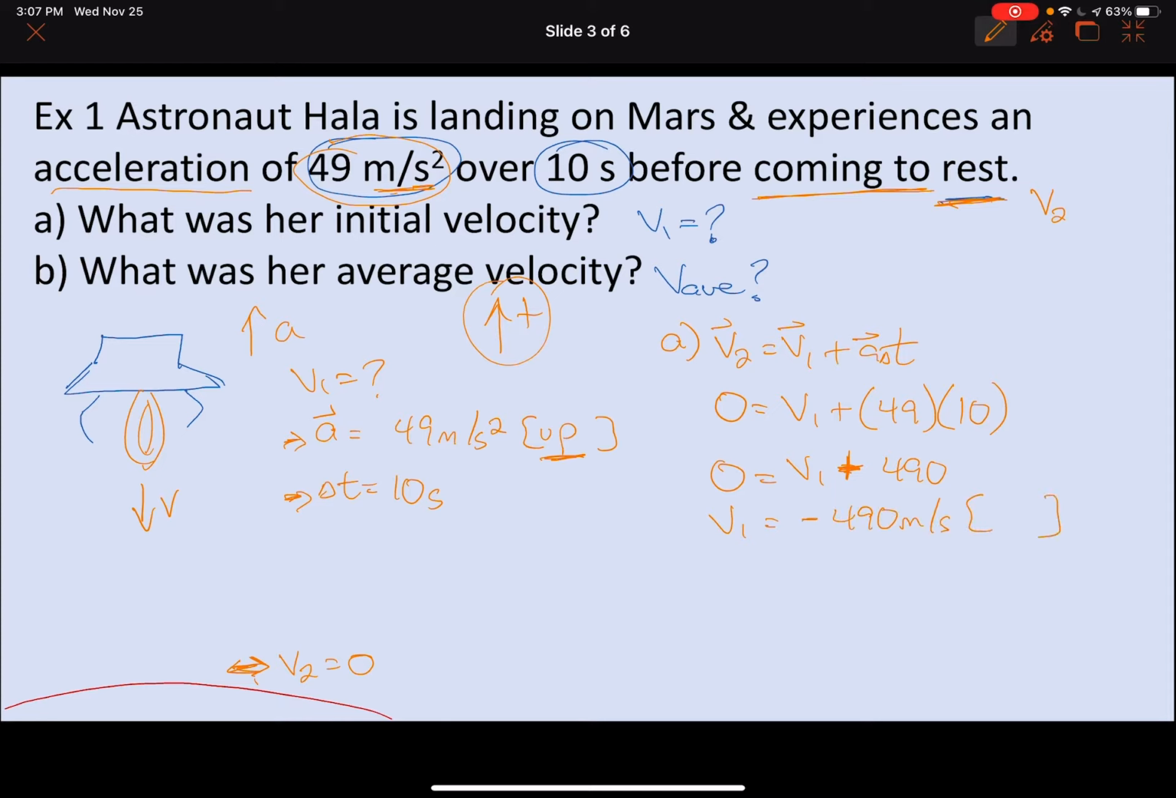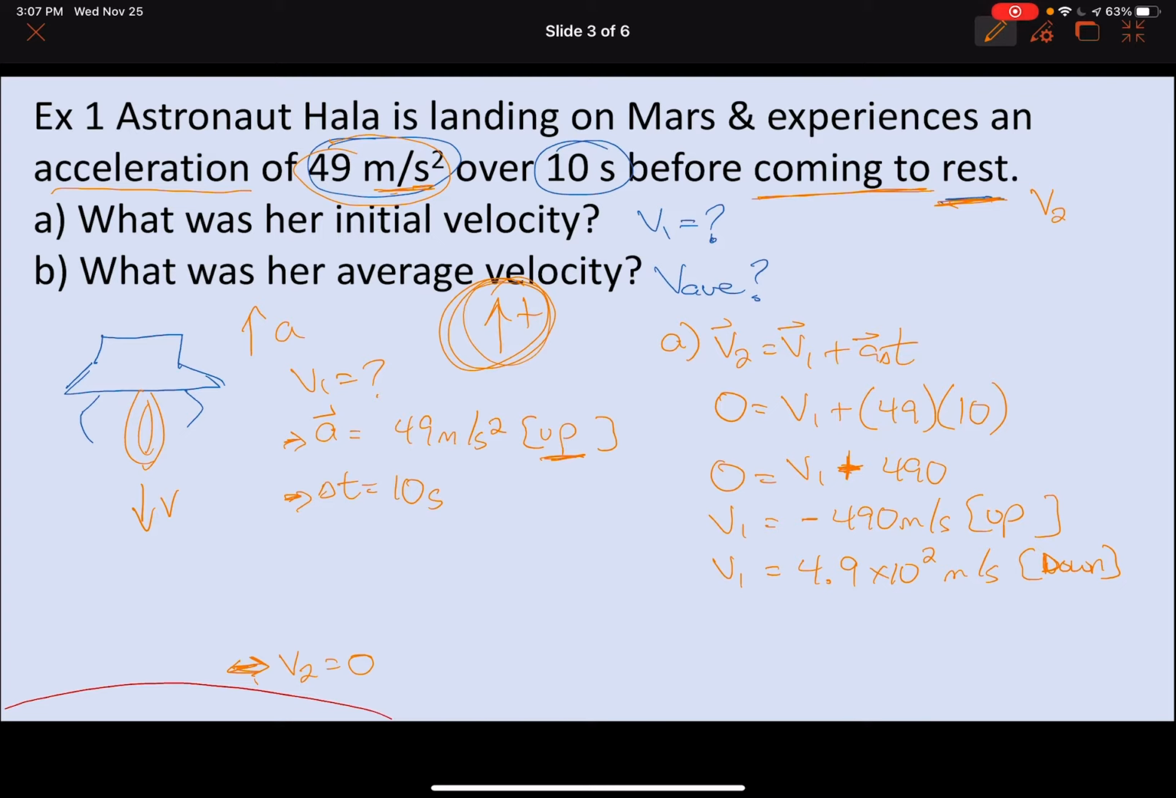Remember, our first answer is always in whatever we chose as the positive direction. That's up. What that means is, and we should do sig digs here, I'll say V1 is positive 4.9 times 10 to the 2 meters per second. This is down.